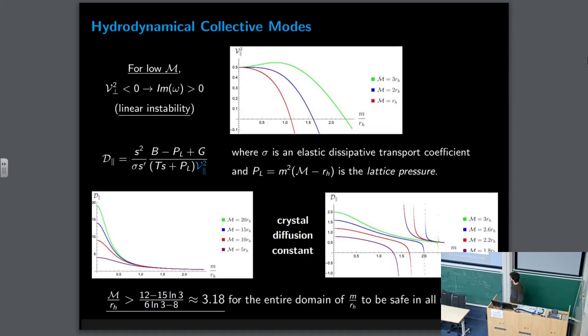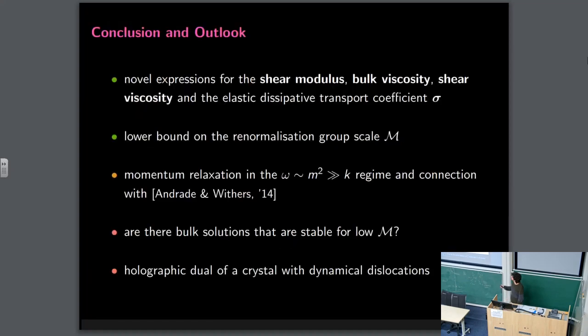In fact, we were able to check that for the entire domain to be safe in all modes, this is the smallest value of m over Rh. Okay, so let me finish by just highlighting once again that this way we have obtained new expressions for the shear modulus, the bulk viscosity, the shear viscosity, and also an elastic dissipative transport coefficient sigma that I didn't mention explicitly, but maybe if you were paying attention, it entered the crystal diffusion constant. We also found the lower bound on the Rg scale that I just mentioned.